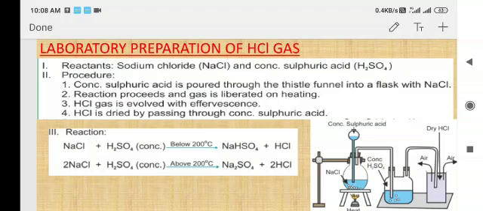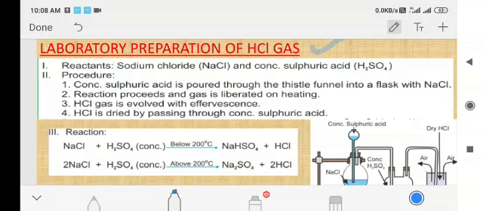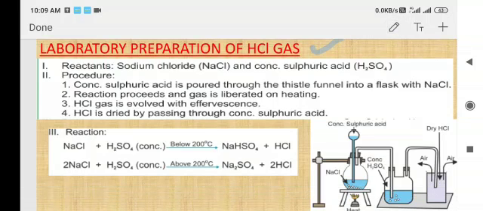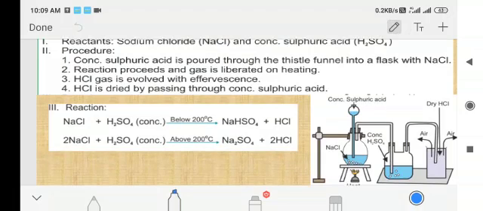Okay, let us discuss the laboratory preparation of HCl gas. Before we start the laboratory preparation, let me introduce the major apparatus we are using for this experiment. This apparatus is called a thistle funnel. Through the thistle funnel mostly we add liquids. So here we will be adding sulfuric acid, and you will find a round bottom flask here, RB flask we call it, RB flask or round bottom flask.